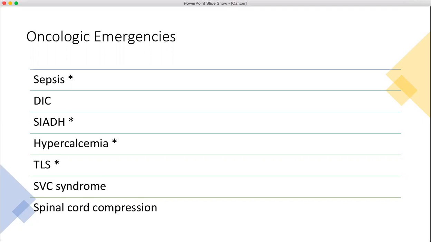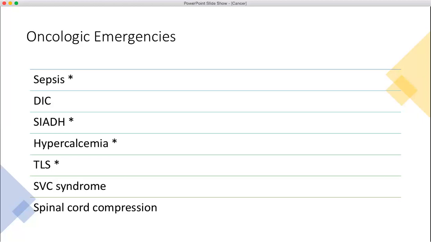SIADH is syndrome of inappropriate antidiuretic hormone. We don't really talk a whole lot in MedSurg 1 about this hormonal aspect or endocrine aspect. You get more information about that in MedSurg 2. So I'm not going to go a whole lot into SIADH with you. You'll hear more about that probably next semester. But this can lead to hyponatremia, which is something that we talk about. So that's how that is pertinent here.